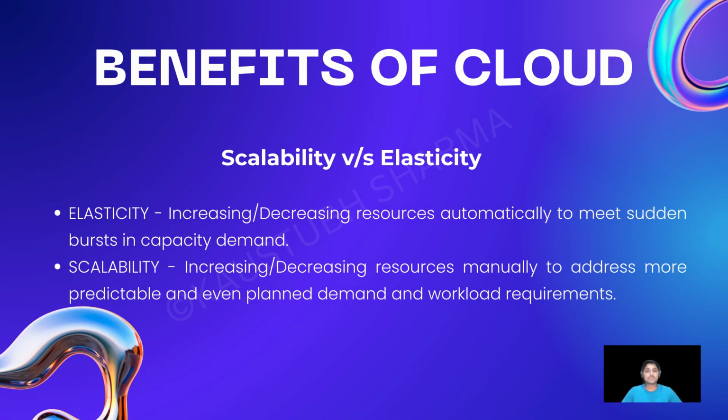So let's summarize both of them. Elasticity is the ability to increase or decrease resources automatically to meet bursts in capacity demand, while scalability is the ability to increase and decrease resources but manually, to address more predictable and even planned demand and workload requirements.